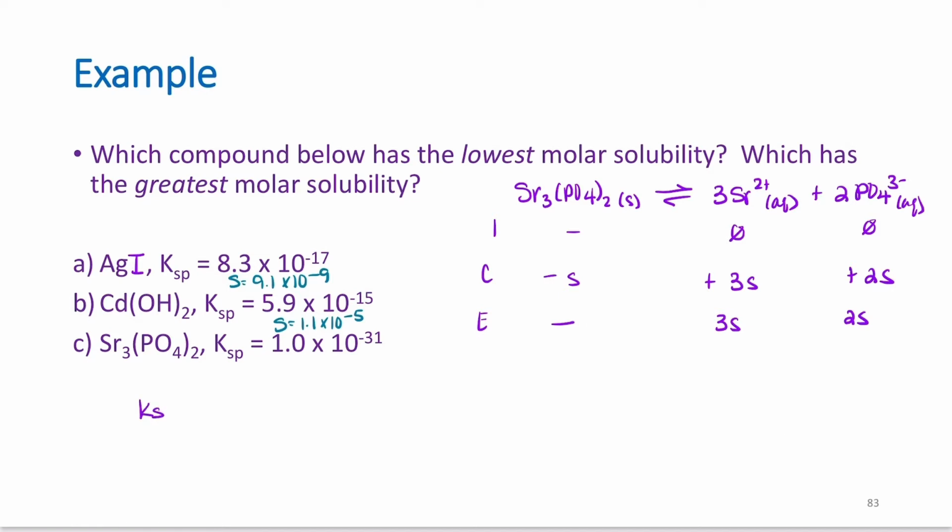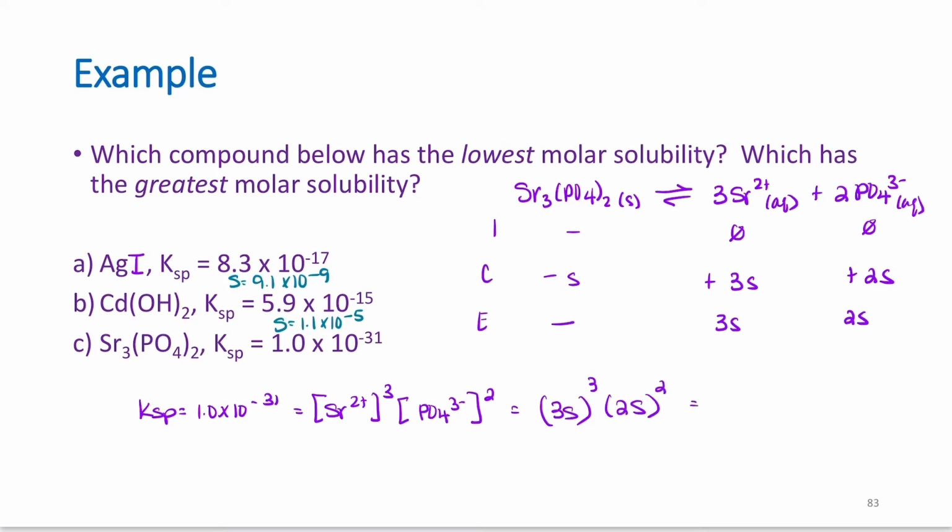Your Ksp, 1.0 times 10 to the minus 31, really not very soluble. Sr2 plus, quantity cubed. PO4 3 minus, quantity squared. 3S cubed times 2S squared. We've already got the 1.0 in there.